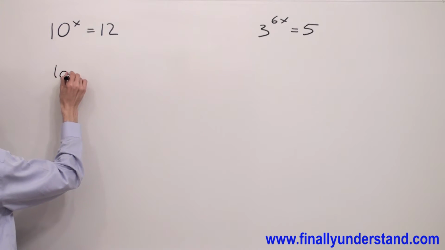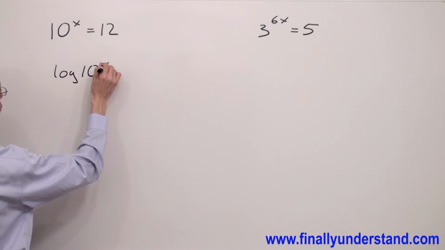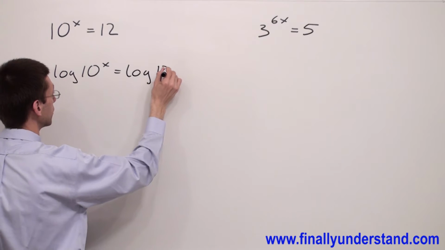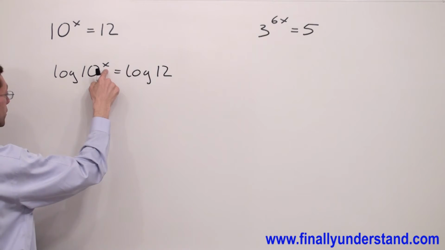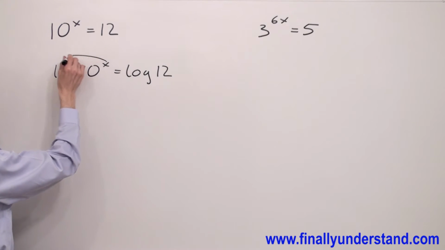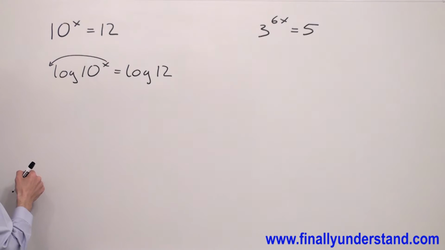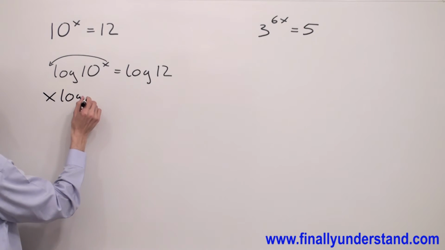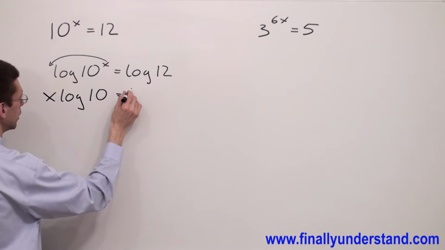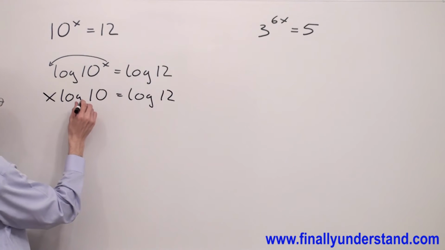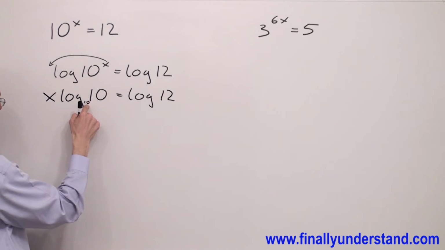I have logarithm of 10 to x is equal to logarithm of 12. I want to find the value of x. I have to use the property for the log of a power in order to bring this x to the front of the logarithm. And this is going to be my coefficient: x log of 10 is equal to log of 12. Please notice that the common logarithm has base 10. This is an invisible base 10.